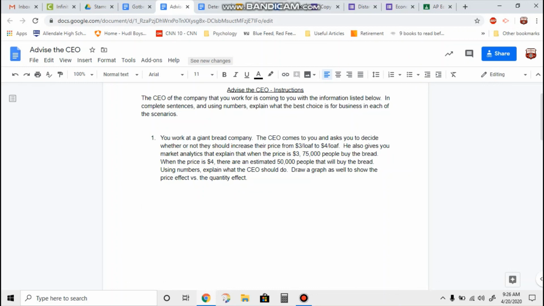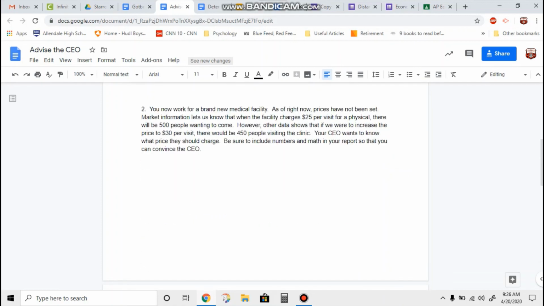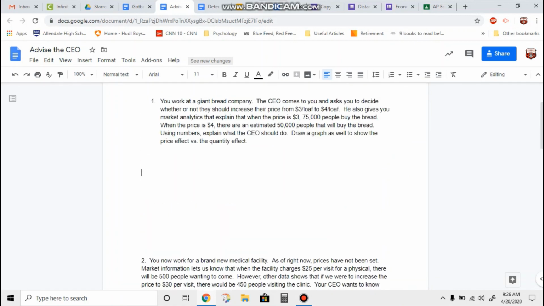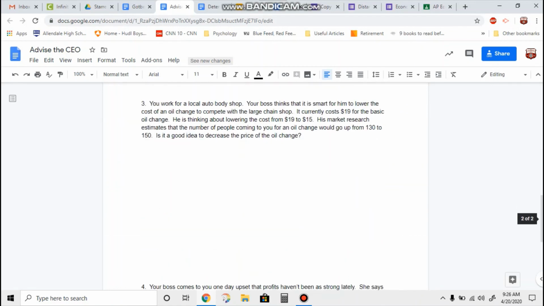So you're going to explain to me that the CEO should not raise the price. Why? Because the quantity effect outweighed the price effect. This bread is considered elastic. Okay? And that's what you're going to do with all of these, right? There's only 4 of them.